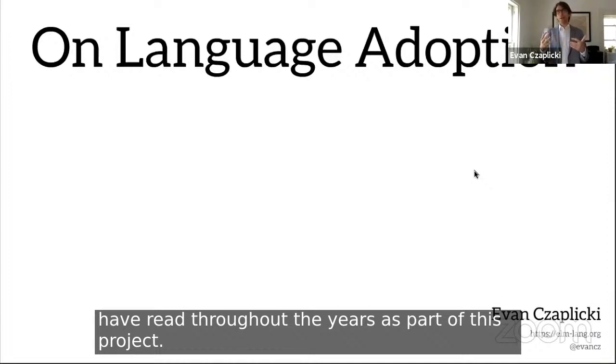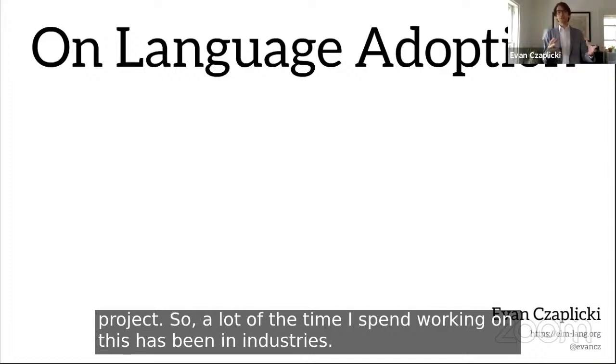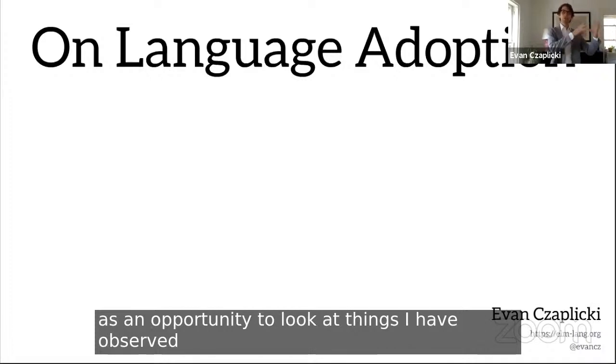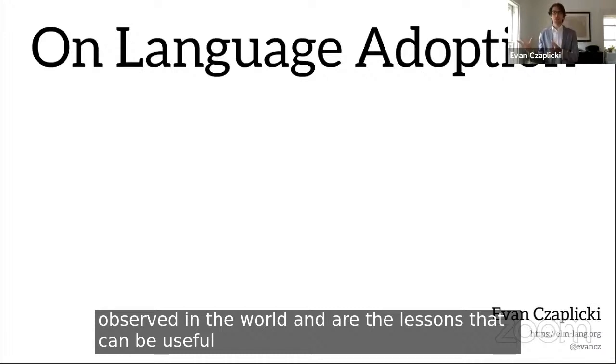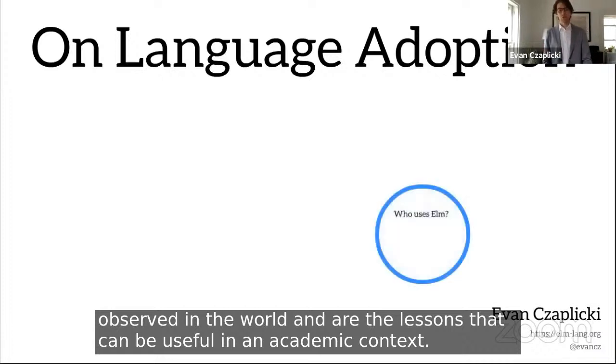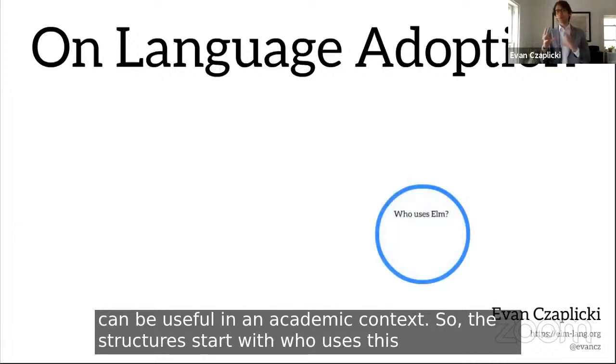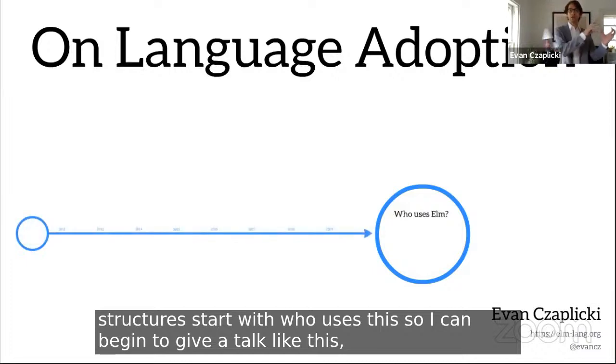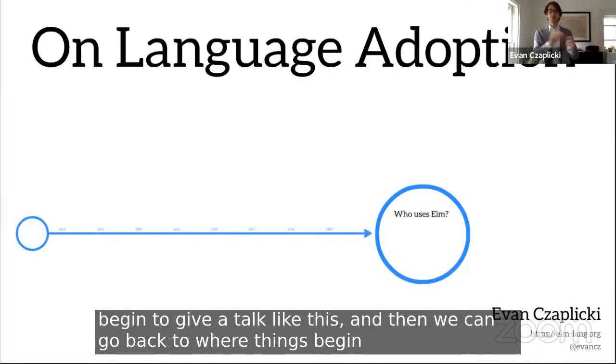So a lot of the time I've spent working on Elm has been in industry. So I kind of wanted to use this as a chance to say, what are things that I have observed in that world, and are there lessons that can be useful in an academic context, in a research context? And so the structure is, we're going to start with who uses Elm, and on what basis it might even make sense to give a talk like this. And then go back to where did Elm begin, and then how did it proceed? What lessons could be useful to someone else who's trying to do something similar?